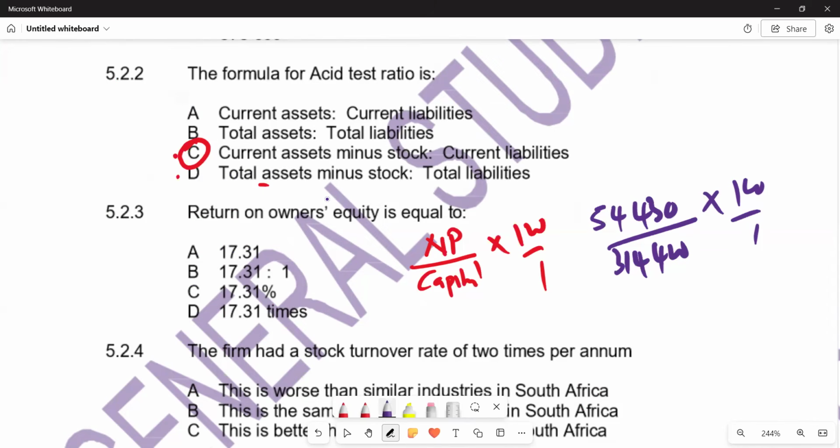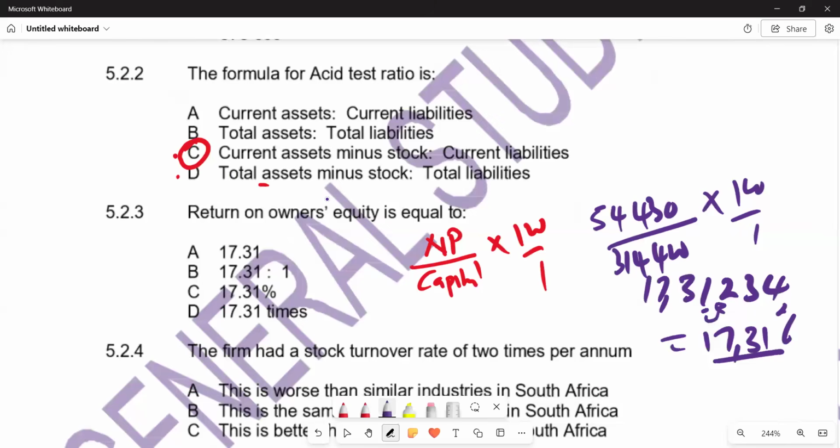We try to see 54,430, and then we divide by 314,400. And then the answer that you are supposed to get there, you multiply by 100, you are supposed to get 17.31234. So obviously to two decimal places, we've got 1 here. 2 is not going to change our 1, so our answer is 17.31%. So we are having that answer on C. So we got C as the correct answer there. Then we can move on to see what do we have next.